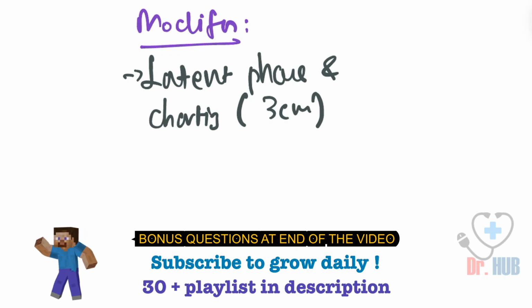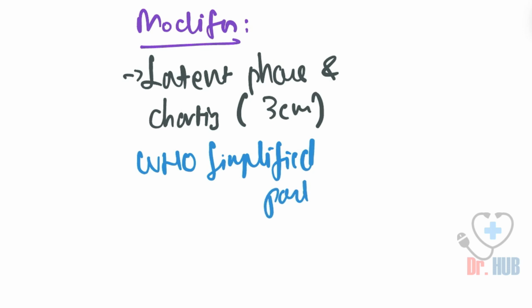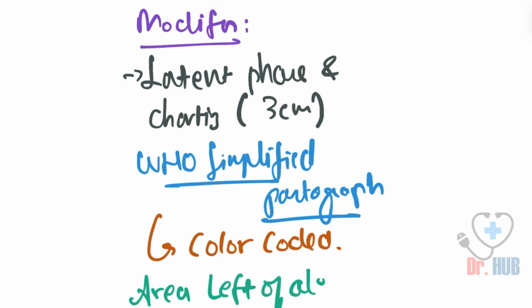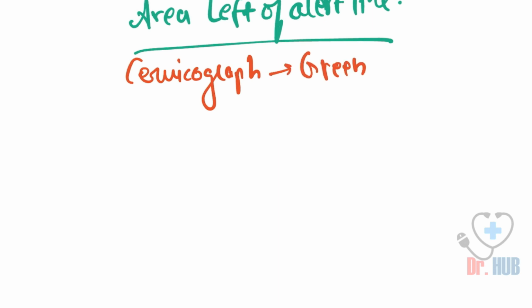Then we look at the WHO simplified partograph. The WHO further modified the partograph for the skilled attendants and healthcare workers. They simplified it and it became color-coded. The area to the left of the alert line in the cervicograph is colored green and represents the normal progress.